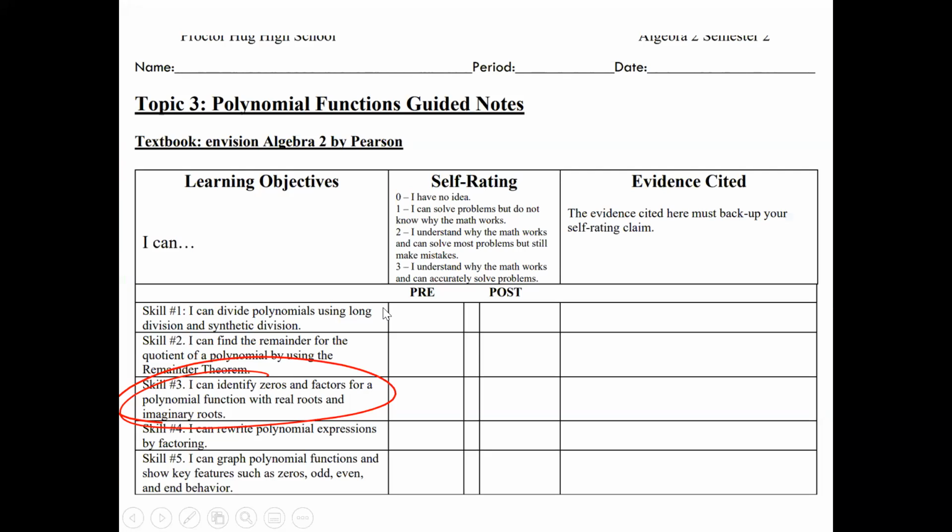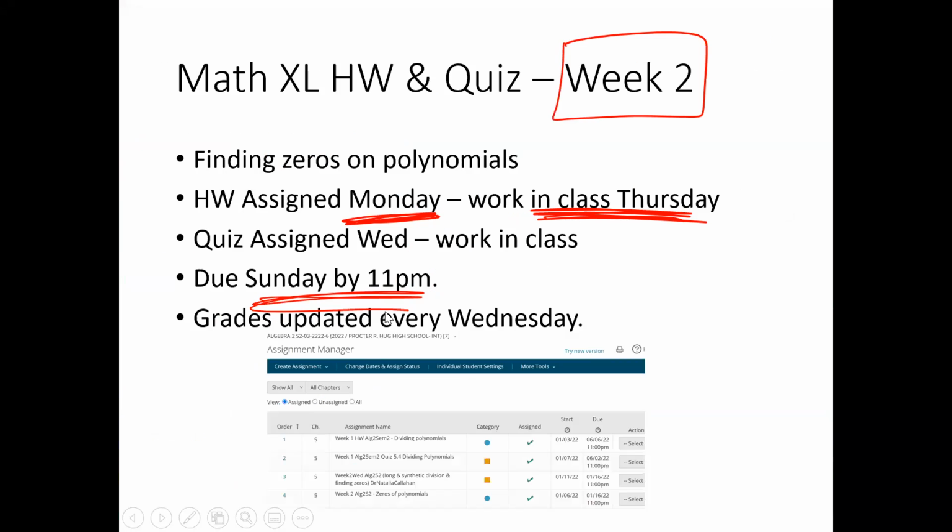All right, so today we're going to still continue identifying zeros, but today I'm going to introduce you guys to a new theorem called the conjugate root theorem.